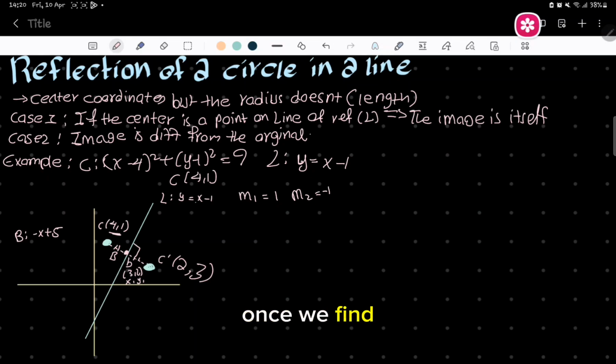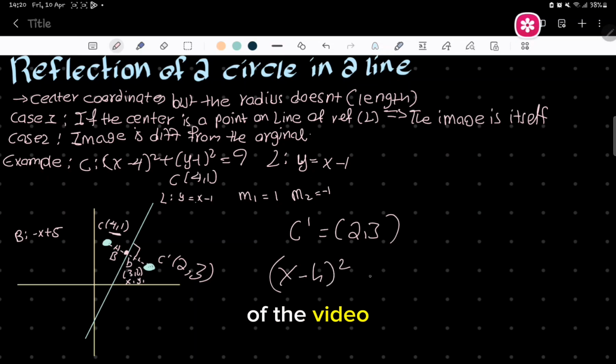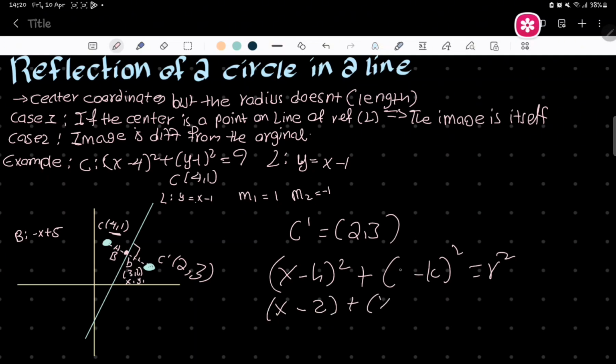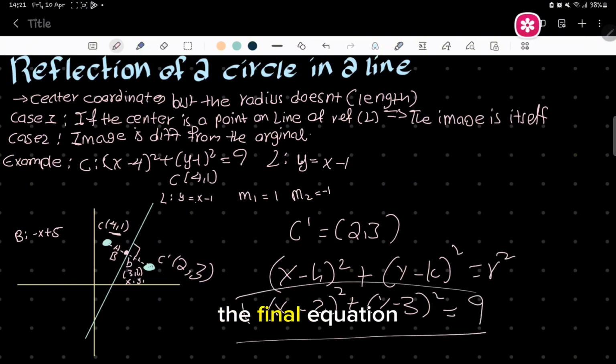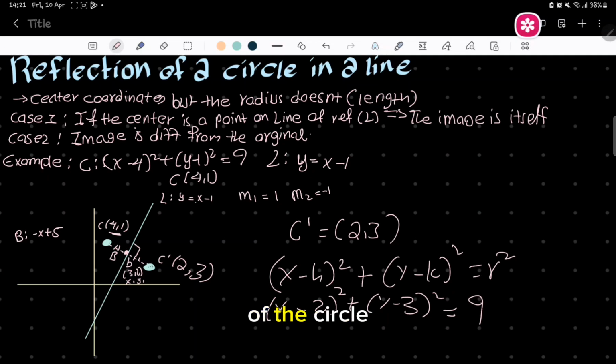Once we find C prime, which is 2, 3, we need to plug it into the standard equation that I showed you in the beginning of the video. As you know, the radius stays the same. So (x minus 2) squared plus (y minus 3) squared equals 9. This is the final equation of the circle which was reflected. So this is how you do it.